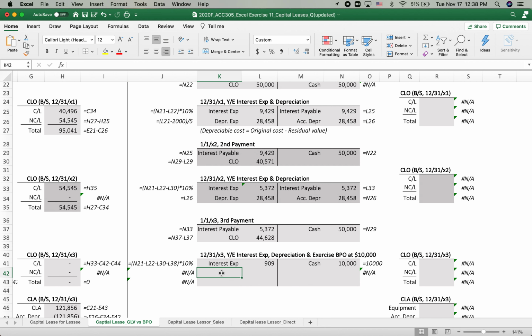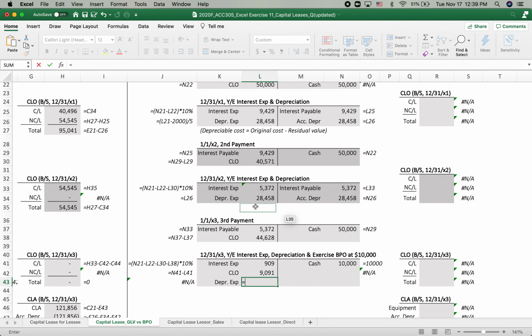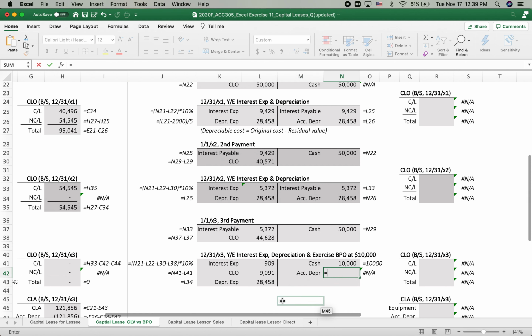That produces interest expense. Then the principal amount out of $10,000 is $9,091. So by those we recognize the CLO 9,000, and then I can expect that the CLO value at year 3, at the end of the lease term, is going to be 0. And then finally, the depreciation expense for the 3rd year is the same as the depreciation we recognized. So same recognition of accumulated depreciation with the same amount.